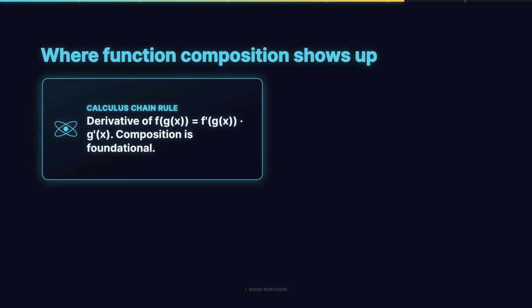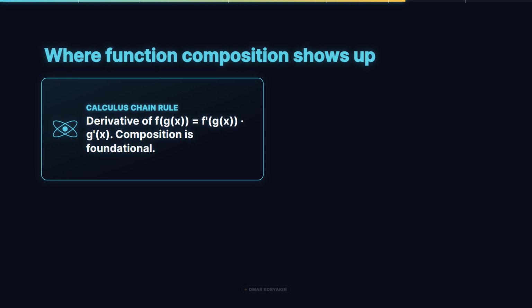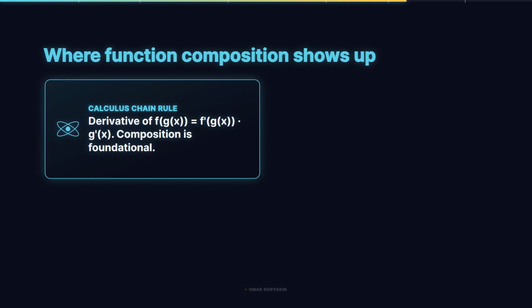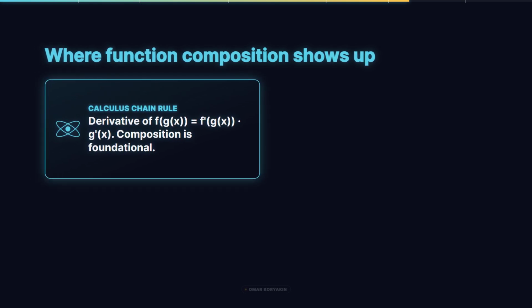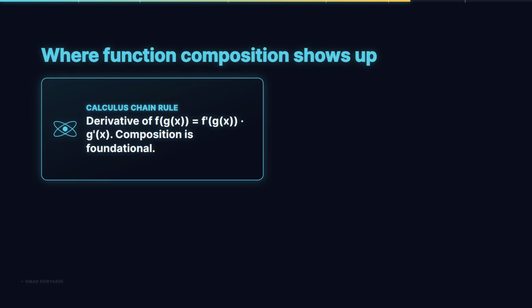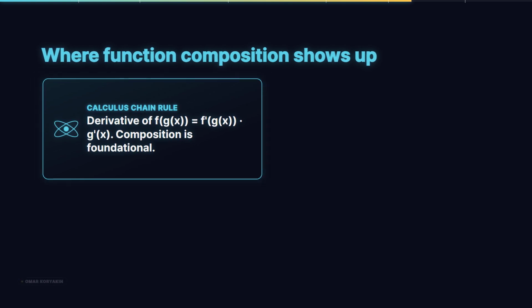Symbolically, the derivative of f of g of x equals f prime of g of x times g prime of x. The chain rule is the most used rule in all of differential calculus, and it depends entirely on the function composition concept you are learning today. Mastering composition now is the literal first step into the chain rule and into all of calculus.